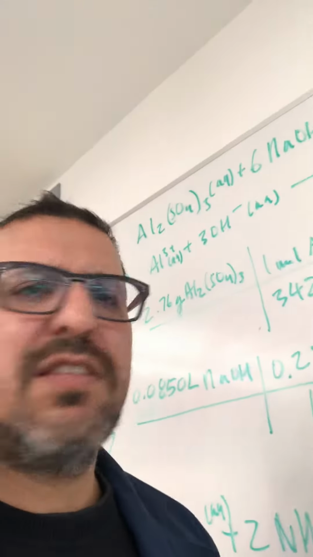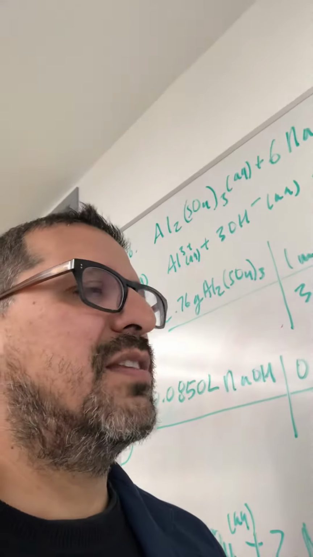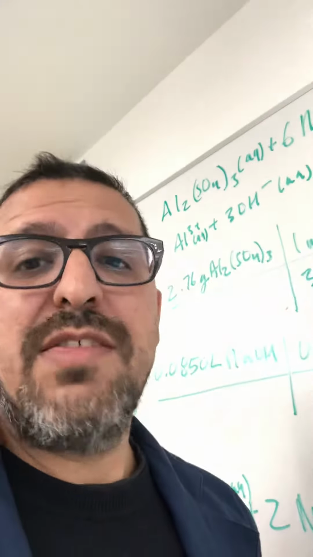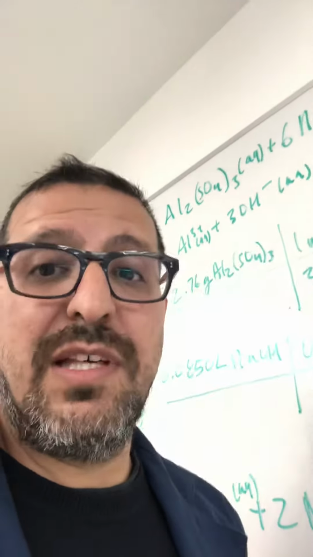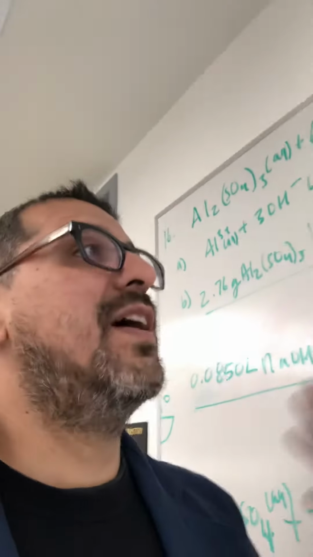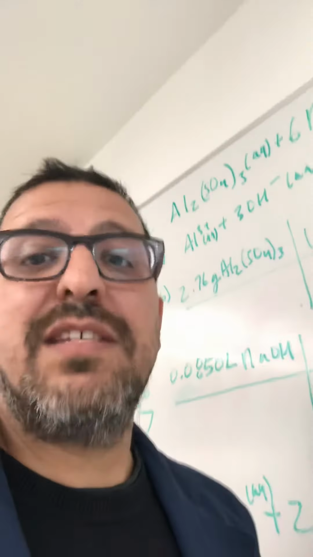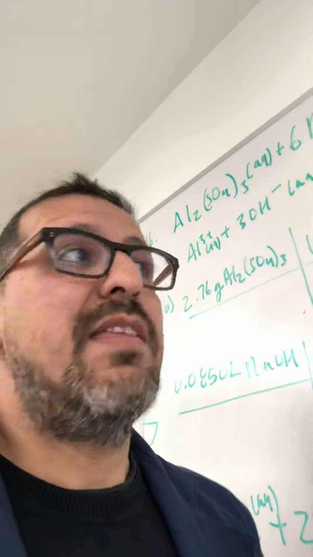The second part is they're asking you what the mass of the product is. And they're giving you two amounts of reactants. So you have to do a limiting reactant problem. You have to find out which one gives you the least amount of product, and then that's your limiting reactant. So let's take a look.